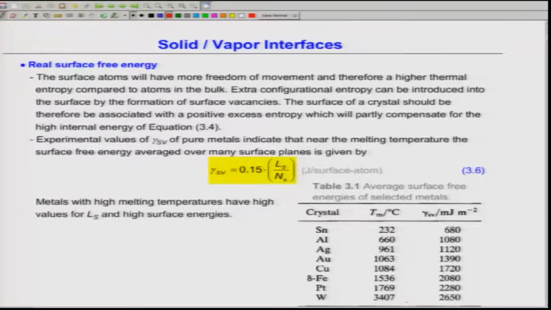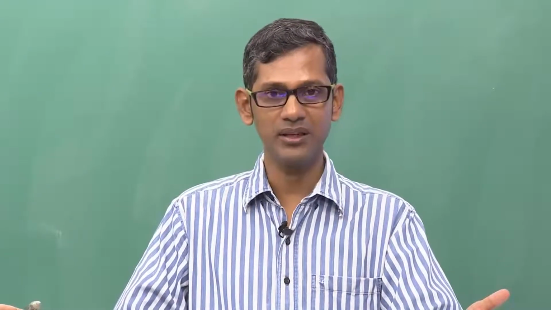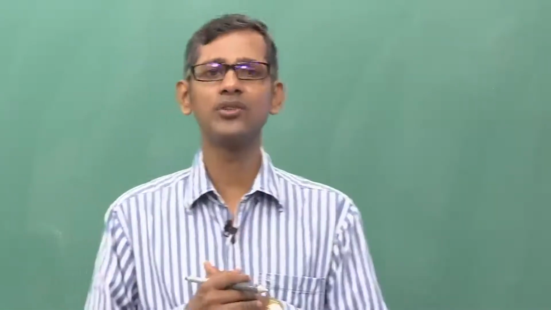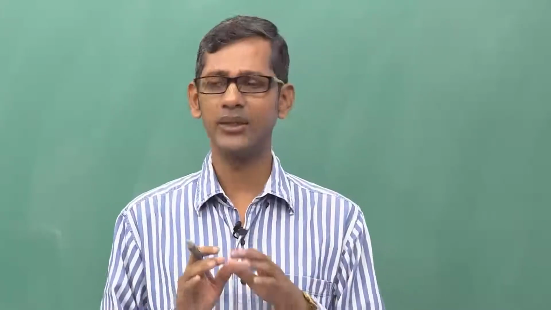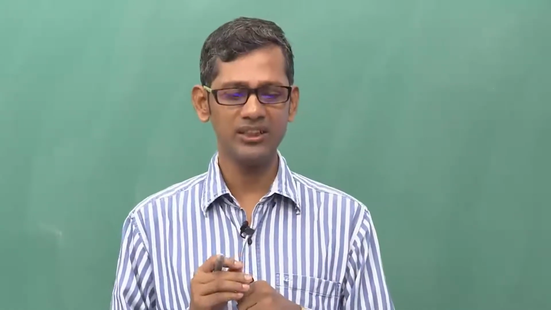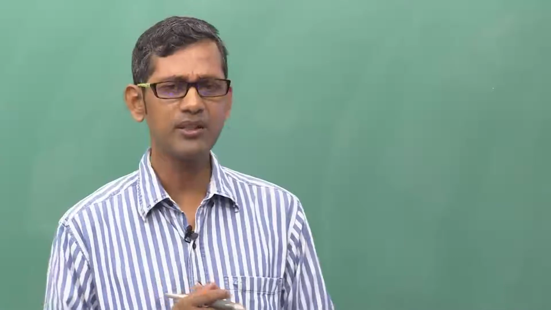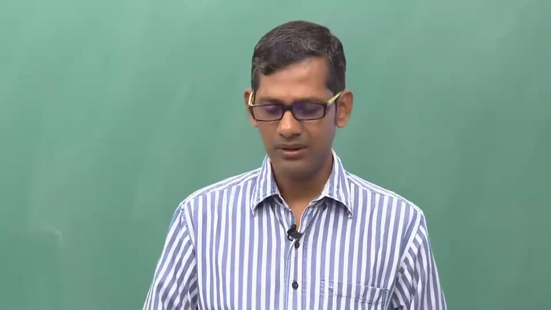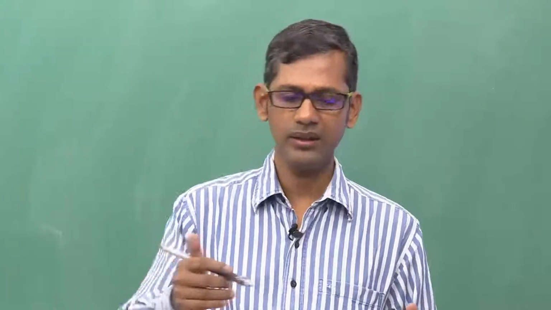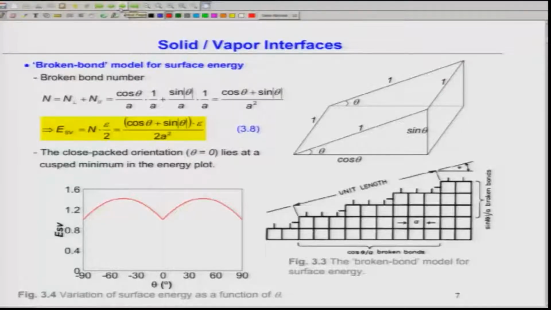Tungsten has the highest melting temperature, about 3400 degrees Celsius, and it has the highest value, 2650 millijoule per meter square. So, it is obvious that the higher the melting temperature, the higher the bond energies, and the higher the value of the solid-vapor interfacial energy. So, it is very easy to deal with solid-vapor interfaces. You can clearly see that simply by considering a broken bond model like this we can get the values. Obviously, the model overestimates a little bit, but that can be accepted in the real world, correct.